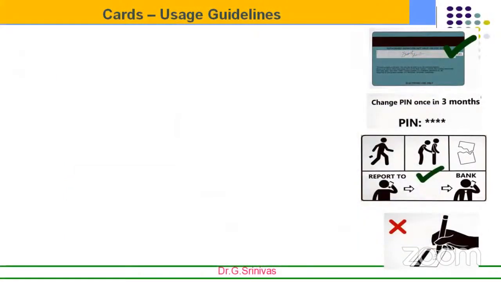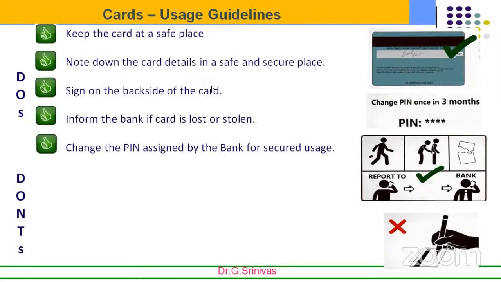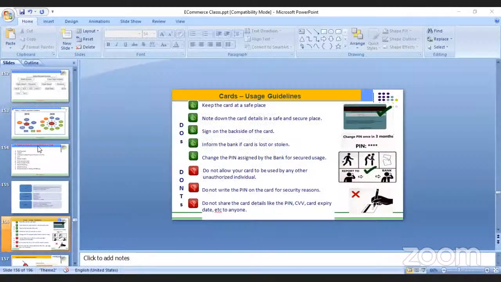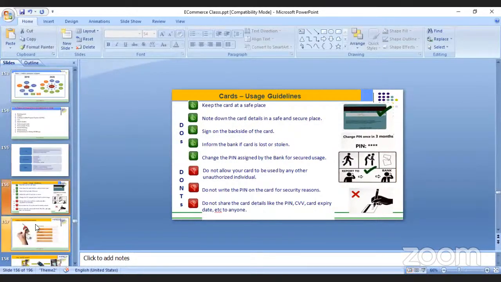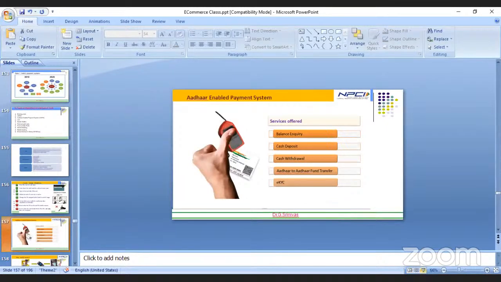The next one is Aadhaar enabled system. Aadhaar enabled system means your mobile number must be linked with your bank as well as your Aadhaar card. Generally, when you want to perform a transaction, we need to enter a PIN number or an OTP. But instead of doing that, by giving our biometric thumb impression, we can make the transaction. That is called Aadhaar enabled payment system.